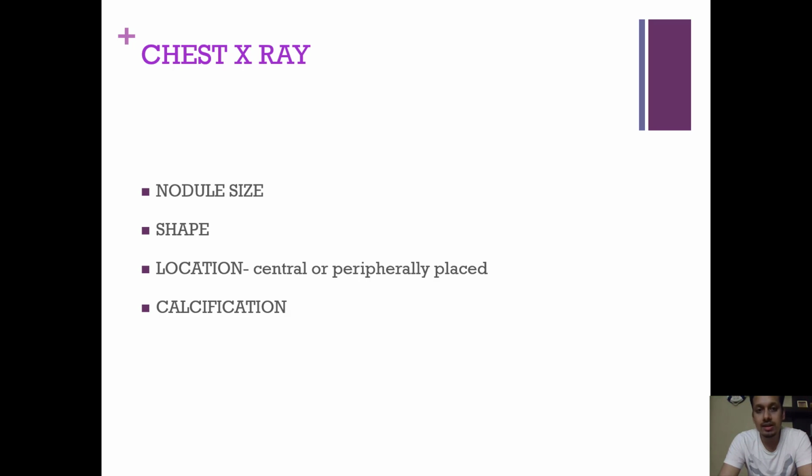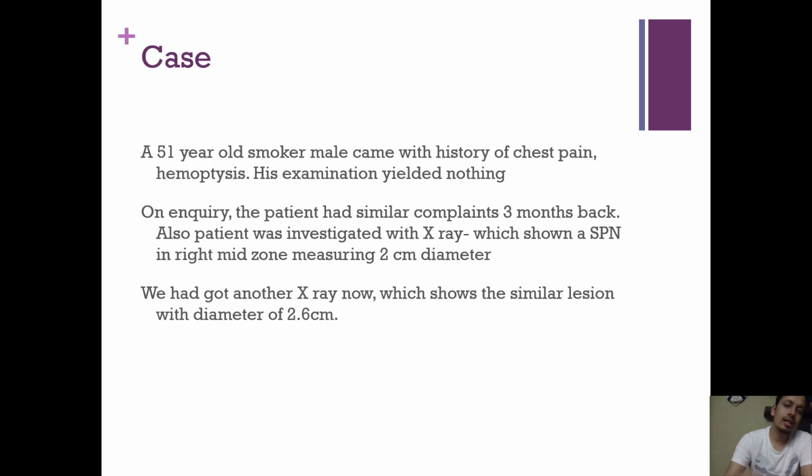Calcifications will be discussed in detail later. So we'll come to a case. A 51-year-old smoker came with a history of chest pain and hemoptysis. His examination yielded nothing. On inquiry, the patient had similar complaints 3 months back.